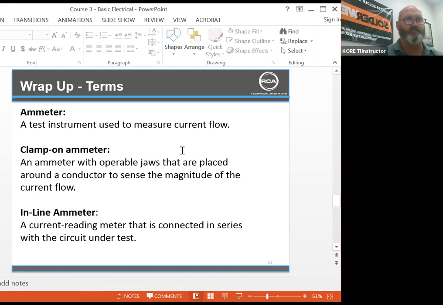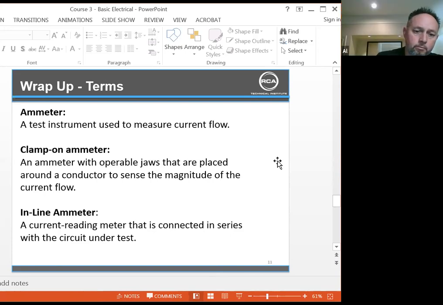Absolutely. There you go. An ammeter is a test instrument used to measure current flow. A clamp-on ammeter is an ammeter with operable jaws that are placed around a conductor to sense the magnitude of the current flow. An inline ammeter is a current reading meter that is connected in series with the circuit under test. Has anybody used an inline ammeter? Yes. Where would we see that?